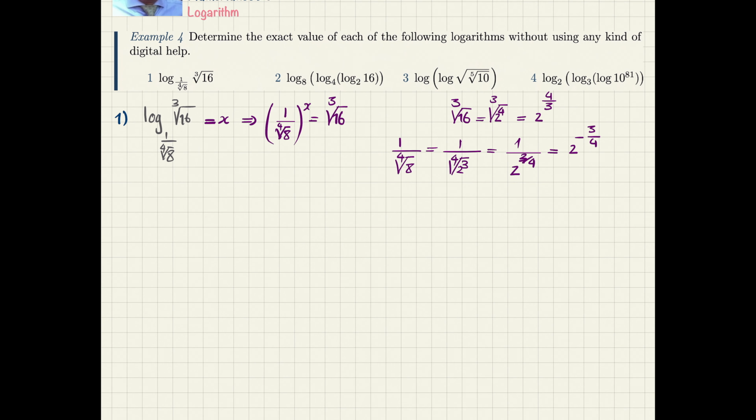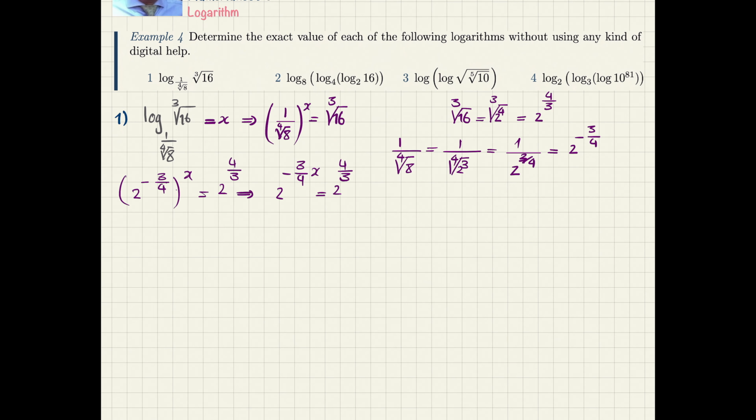Now I go back here. Instead of this expression, I put this number, and instead of this, I put this. So this becomes 2 to the power of minus 3 over 4, to the power of x, equals 2 to the power of 4 over 3. But then I have an exponent that is exponentiated once more, so the rule is to multiply these exponents. So it becomes 2 to the power of minus 3 over 4 x, and on the right hand side I have 2 to the power of 4 over 3.